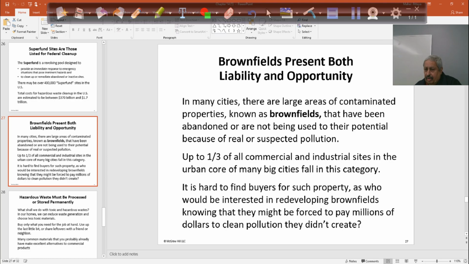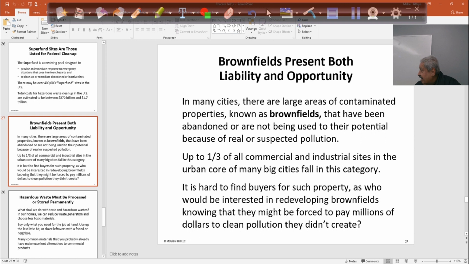Up to 1/3 of all commercial and industrial sites in the urban core of many big cities fall in this category. As I said, those are not inside the city per se. Those are far off the cities. It is hard to find buyers for such property. Nobody will buy. The buyers will say, well, I did not create this mess. Why should I spend money first to clean up, and then spend money to have my own business on it? So that's a no-no. Therefore they are abandoned. Nobody wants to buy them.